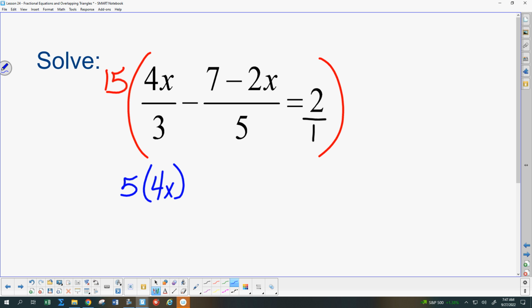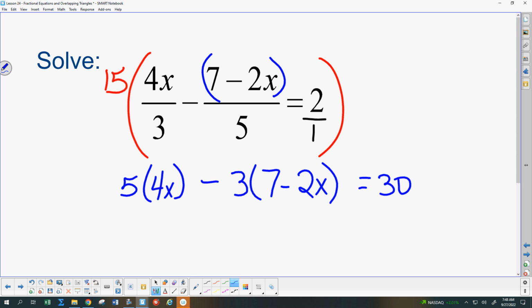Then I have 15 times a minus and something that's over the 5. So the plus times the minus is going to be a minus. And what's 15 over 5 going to be, everybody? 3. And then that needs to be multiplied by the whole numerator, which has a minus sign in it. So I need to put parentheses around it to show that I need to distribute. And then finally, what do I get for the right-hand side, Max?